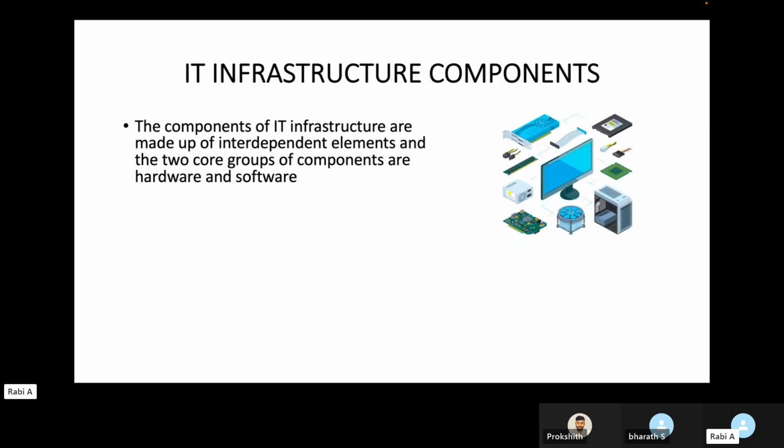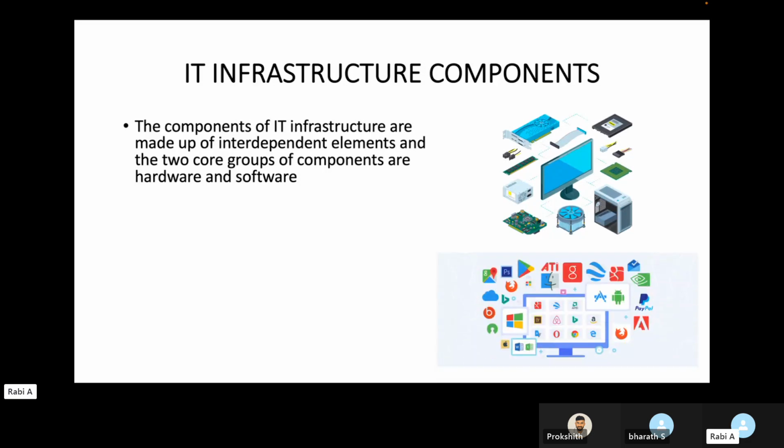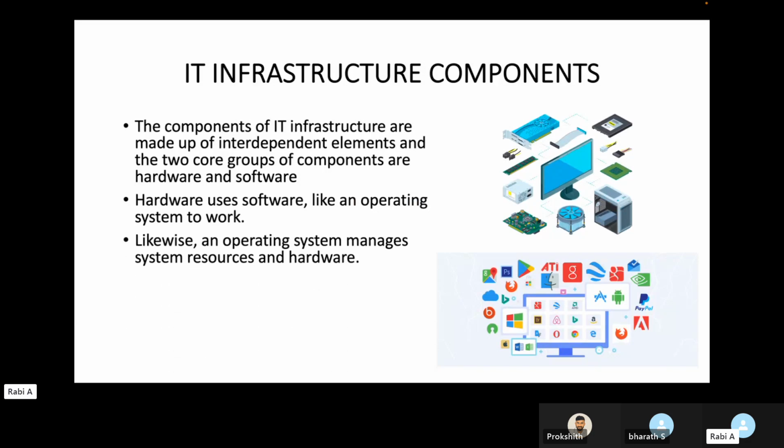Okay, so hardware is basically your systems, your routers, your servers, and all those things are your hardware. And software is basically any applications. Any applications that we are using on a day-to-day basis is your software. So hardware uses software like an operating system to work, and likewise an operating system manages system resources and hardware. So basically, this hardware and software, they are interdependent on each other, right? Even if one of the components is missing, you won't be able to work with the infrastructure.